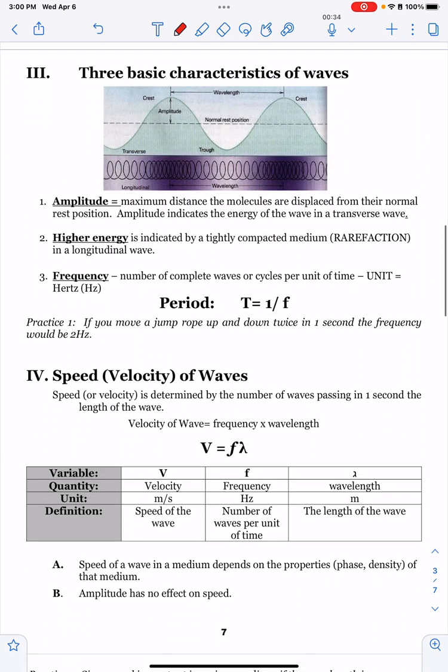So what are the three basic characteristics of waves? If there's no wave in the medium, this is a medium. On the top, we're going to assume this is water, a water wave. And on the bottom, we have a slinky. So this position in the middle, if the water didn't have a wave in it, would be what is called the normal rest position. Another name for this is the equilibrium position.